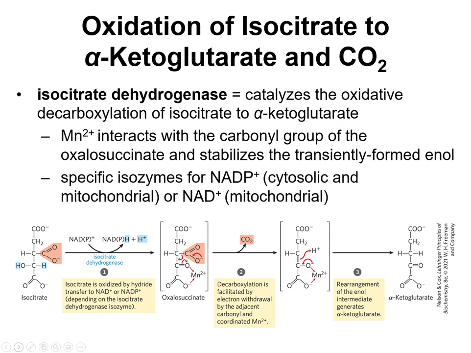So now we've got isocitrate, and we have to take that and we're going to form alpha-ketoglutarate. We're going to see alpha-ketoglutarate again when we are talking about amino acids, so get used to it. We're going to use an enzyme called isocitrate dehydrogenase, which catalyzes the oxidative decarboxylation of isocitrate.